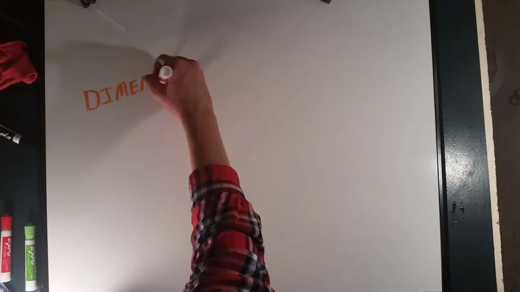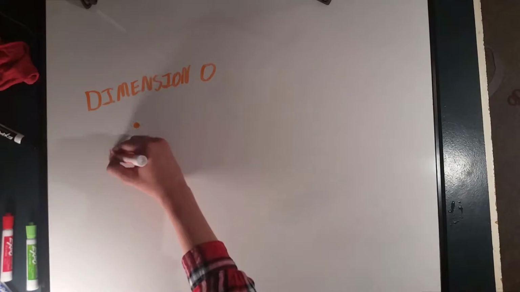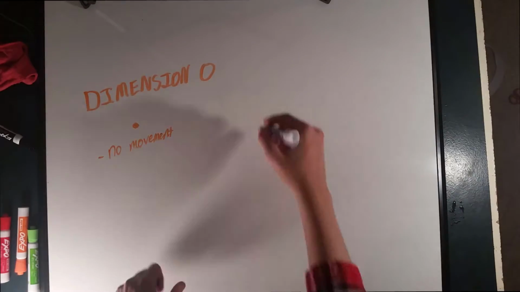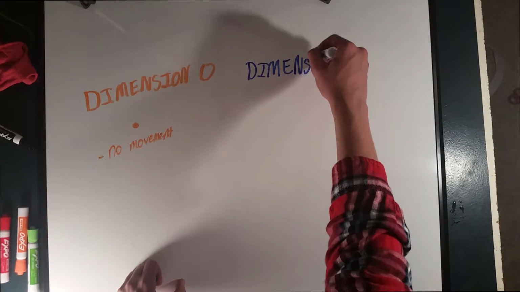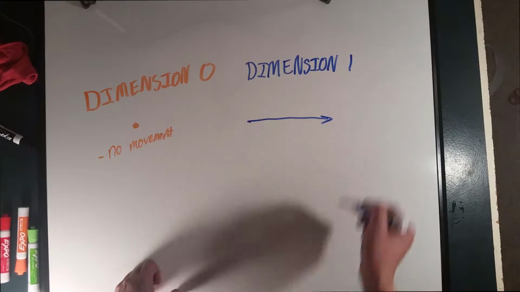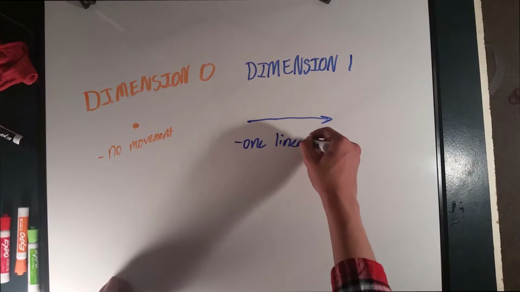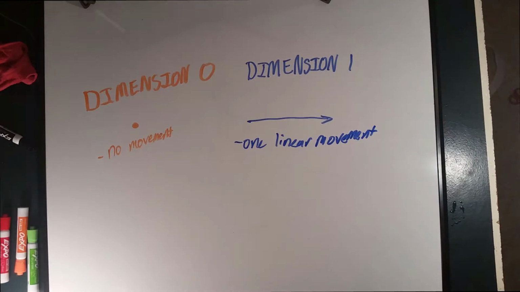We'll start at dimension 0. There is no movement. You can represent it with a dot. Next up is the first dimension. We have movement in one linear way. This can be represented with a line. For demonstrational purposes, we'll call this movement left and right.